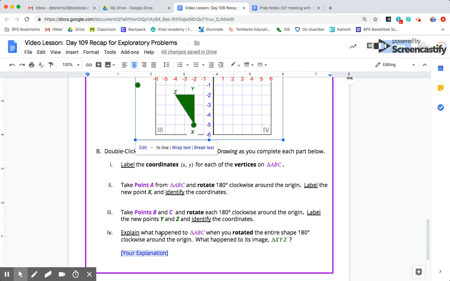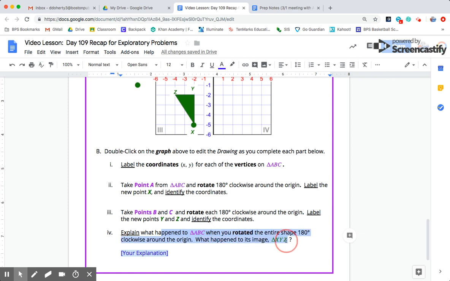For part 4, they ask us to explain what happens when we rotate the entire shape 180 degrees, and we should be recognizing by now that 180 degrees flips the entire object upside down on the opposite half of the graph. Again, this went pretty quickly. If you've got questions, please let me know.